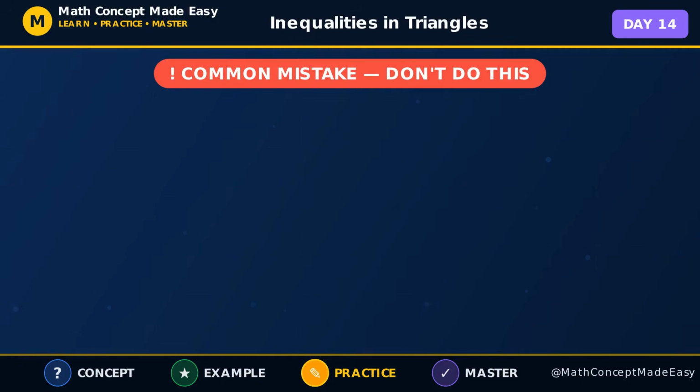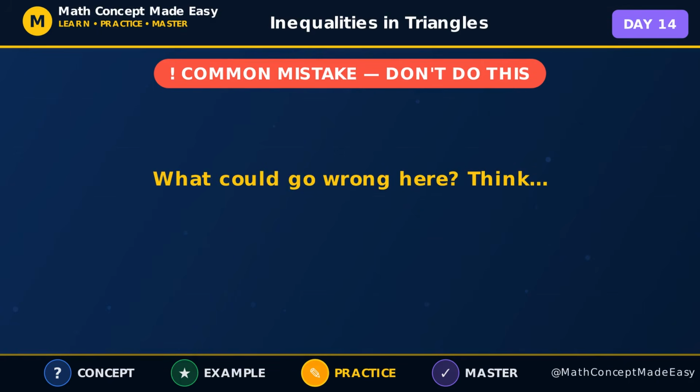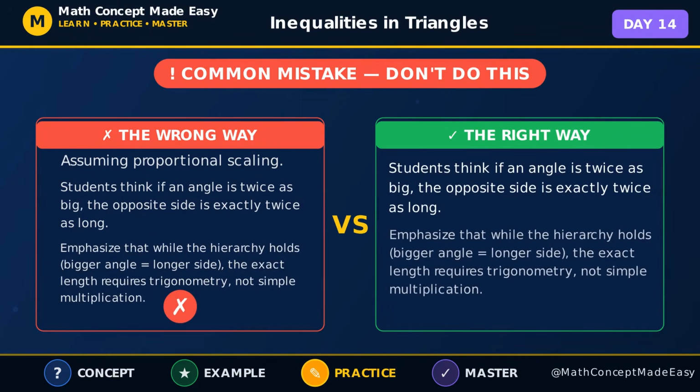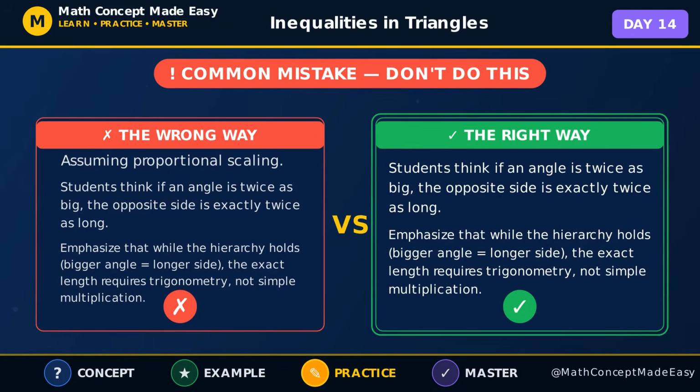Now, a quick warning, because I see students lose marks on this every single year. Before I show you, think about what could possibly go wrong here. The mistake is assuming proportional scaling. Students think if an angle is twice as big, the opposite side is exactly twice as long. While the hierarchy holds, bigger angle equals longer side, the exact length requires trigonometry, not simple multiplication. Compare the wrong way and the right way on screen, and promise yourself you will never fall for this one.